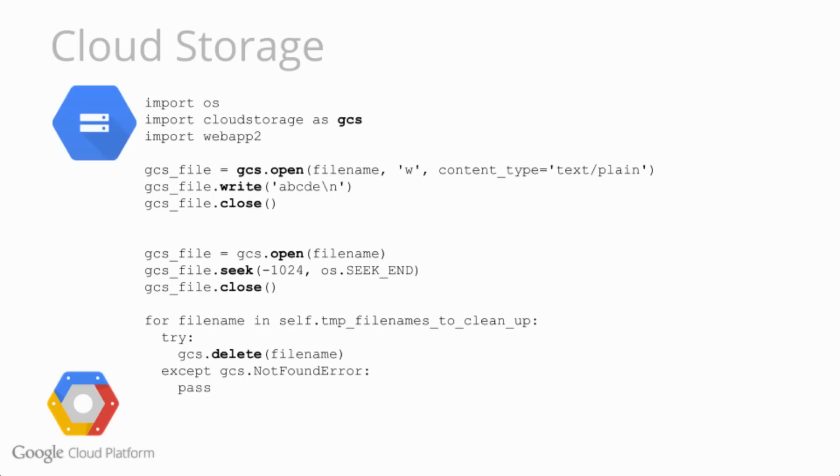The Google Cloud Storage client library is available for you to build applications that use cloud storage. Here's an example, and you can see it's just like programming for any kind of file system, where I can open a file, I can write to it and close it, or I can open a file and then seek to a specific location on that file, and of course I can just delete the files that I don't want.